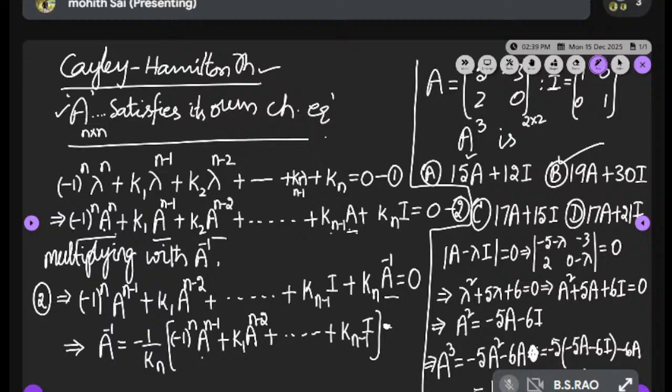This was asked in the previous KIET examination. In the same similar manner, for higher powers also, you can utilize the same Cayley-Hamilton theorem, right?